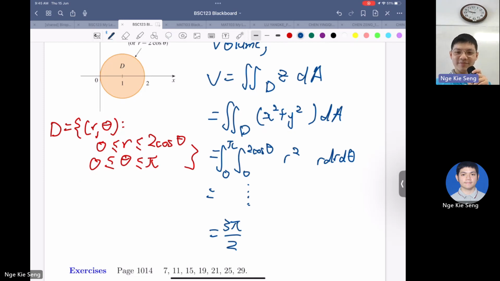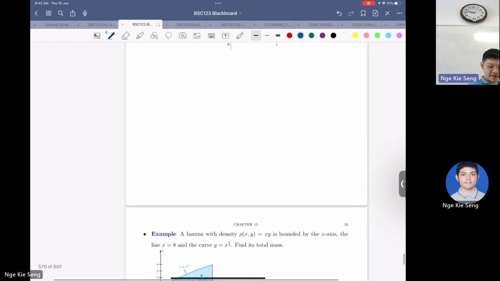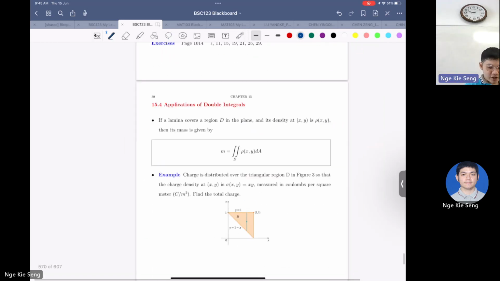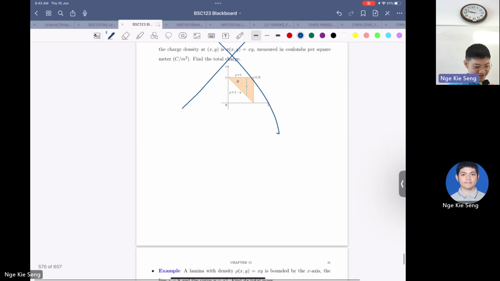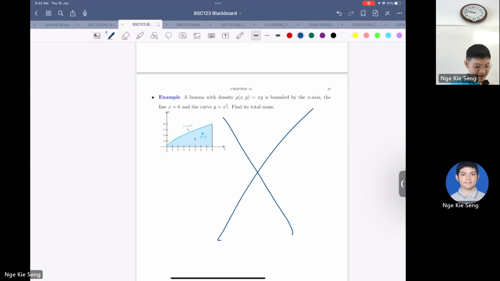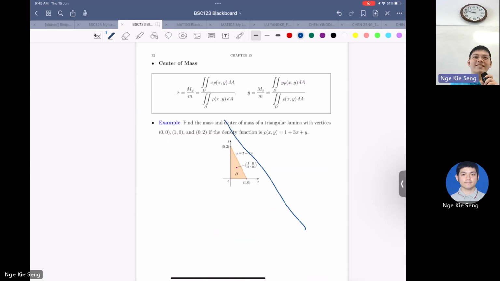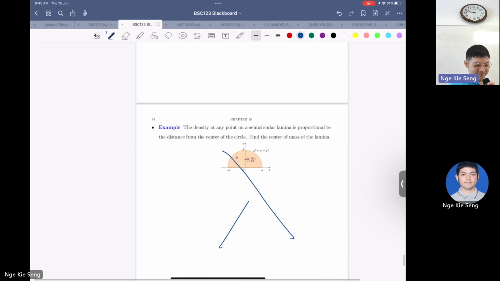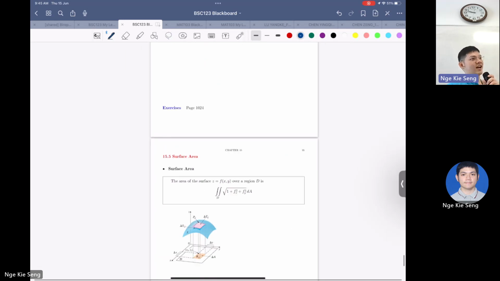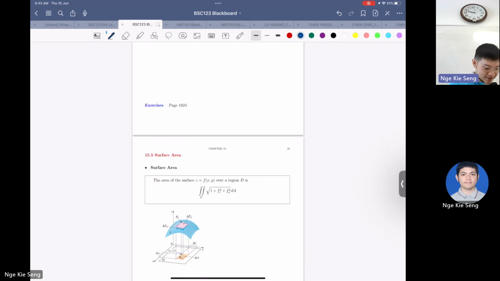Okay, next. This application, just ignore it. This one is not examinable, unless the exam unit prints it wrong.